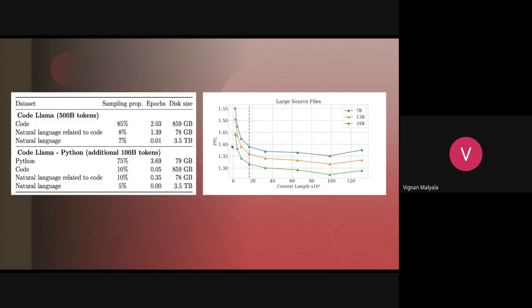So this is the graph of context length versus perplexity, for 7 billion, 13 billion, and 34 billion. You see, as it grows after 16K, even till 100K, it was stable in terms of perplexity. After that, the perplexity increases. This graph is what helped them conclude that the 100K context length was stable.